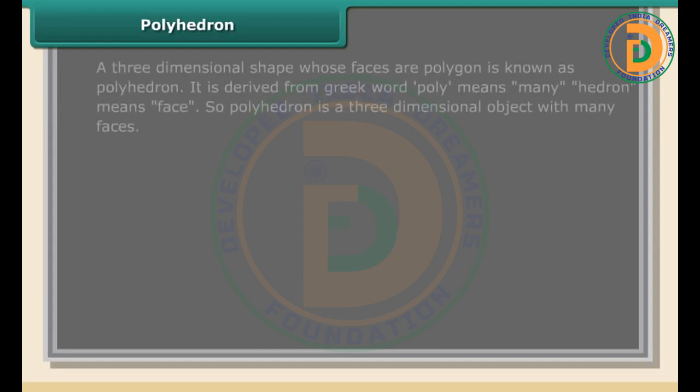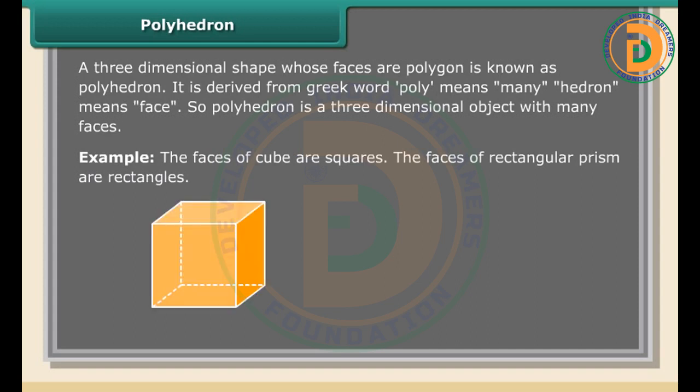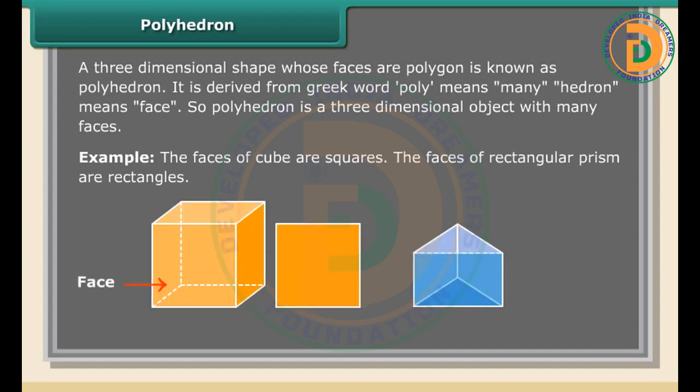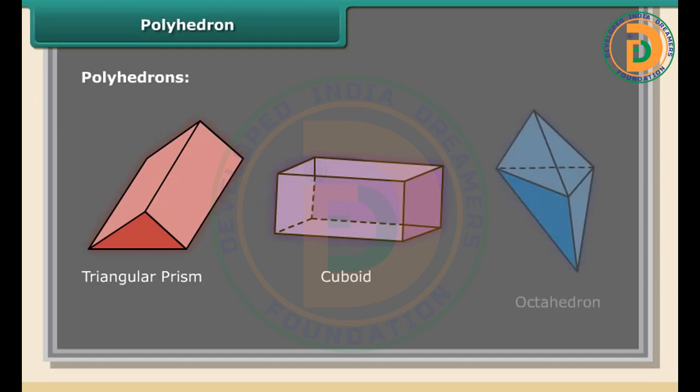Polyhedron. A three-dimensional shape whose faces are polygons is known as polyhedron. It is derived from the Greek word poly meaning many, hedron meaning face. So polyhedron is a three-dimensional object with many faces. Example, the faces of cube are squares. The faces of rectangular prism are rectangles. Polyhedrons: triangular prism, cuboid, octahedron.